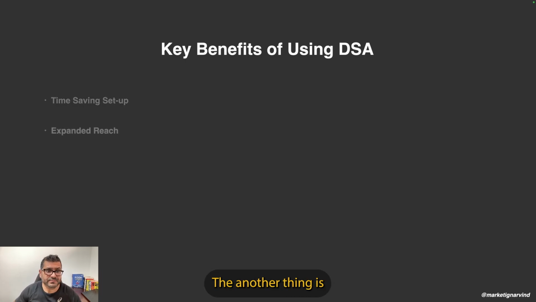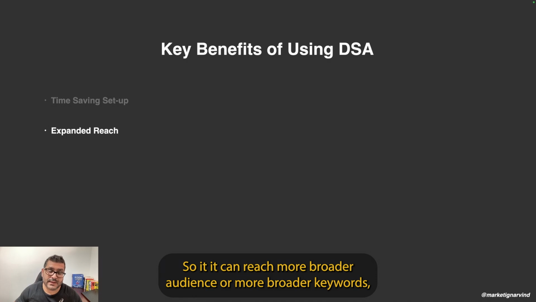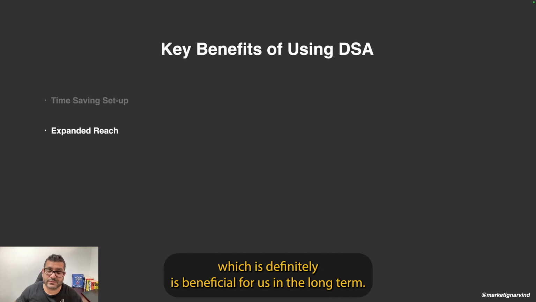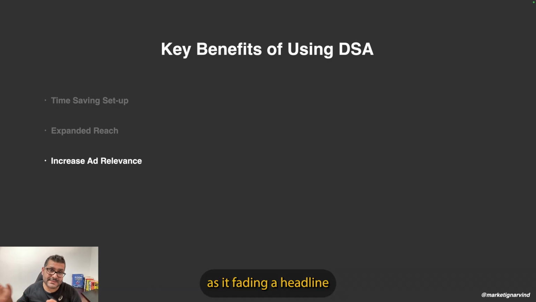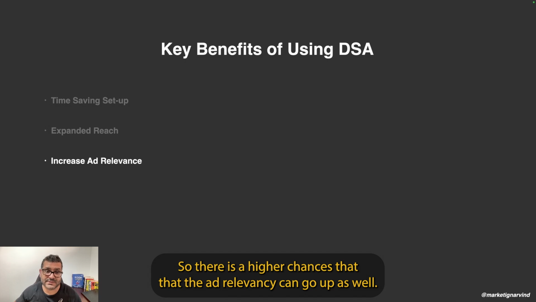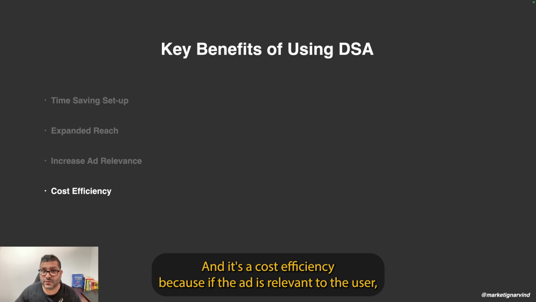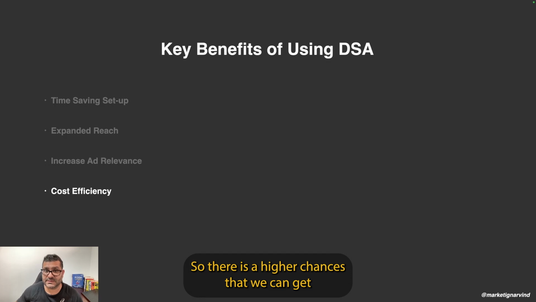Another thing is that it has expanded reach, so it does not rely on our keywords. It can reach a broader audience or broader keywords, which is technically beneficial for us in the long term. And it increases ad relevancy. As it creates its headlines from your website content, there is a higher chance that ad relevancy can go up as well. It's also cost efficient, because if the ad is relevant to the user, people click it, so there's a higher chance that we can get a cost-effective result from the DSA.